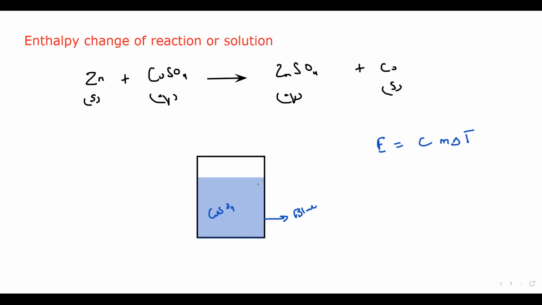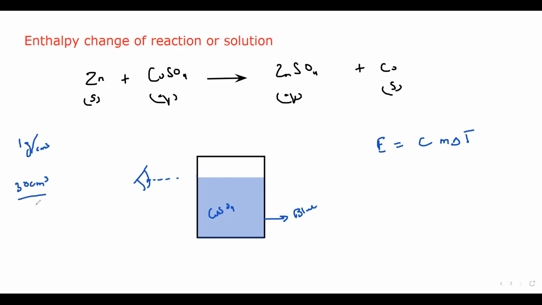Even though it is aqueous copper sulfate, practically like a salt dissolved in water, it should have a higher density as compared to pure water. But what is our assumption? We always assume that the solution density is the same as the water density. If the density of water is 1 gram per centimeter cube, the density of this solution is also 1 gram per centimeter cube.